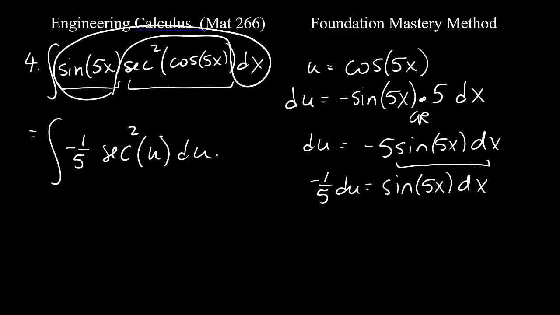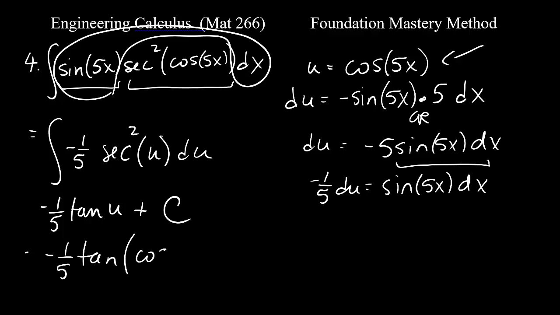And now the problem is integrating essentially a secant squared function. Well, the tangent is the antiderivative of secant squared, so this will be negative 1/5 tangent of u plus the constant of integration. And our last step will be to make our back substitution. We will replace u by cosine of 5x, so we'll have minus 1/5 the tangent of the cosine of 5x plus a constant of integration.